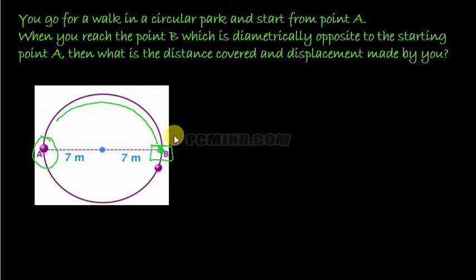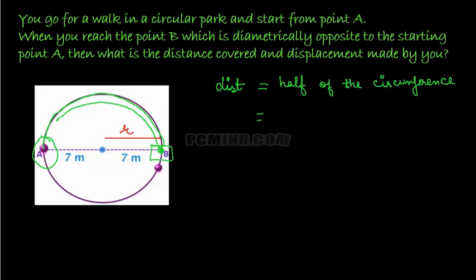Now carefully see and try to understand the difference between distance and displacement here. The distance covered will be the length of the path you are following. Now, what length are you following here? You go from A to B. The length is equal to half of the circumference of this path. So your distance is half of the circumference of this circular park. And if the radius is r, then the distance covered is pi r.